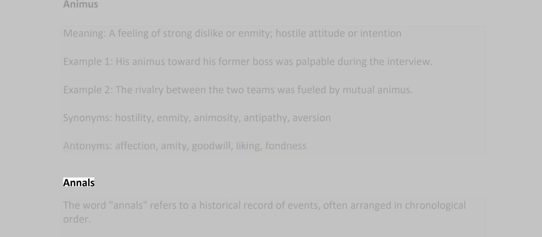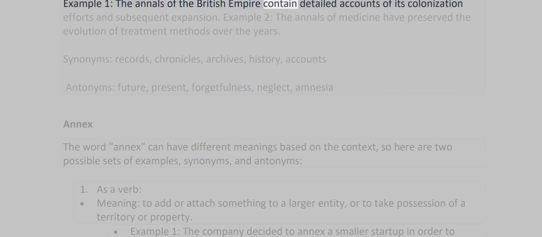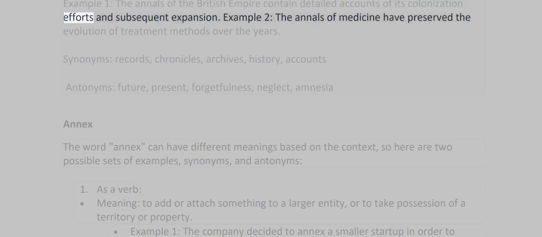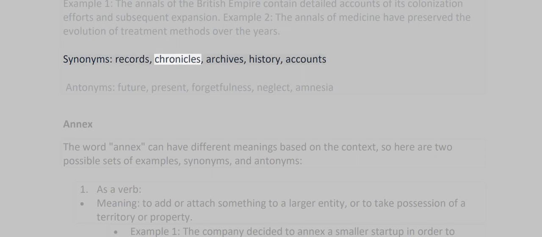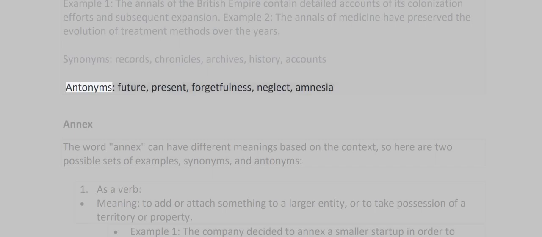Annals. The word annals refers to a historical record of events, often arranged in chronological order. Example 1: The annals of the British Empire contain detailed accounts of its colonization efforts and subsequent expansion. Example 2: The annals of medicine have preserved the evolution of treatment methods over the years. Synonyms: records, chronicles, archives, history, accounts. Antonyms: future, present, forgetfulness, neglect, amnesia.